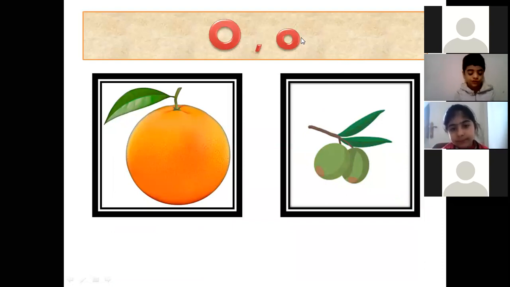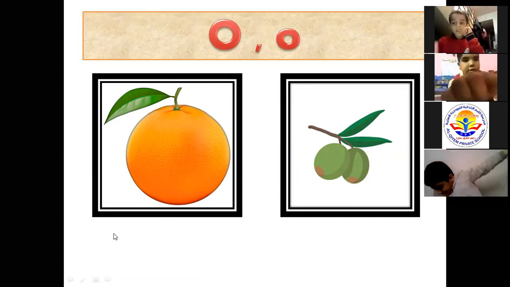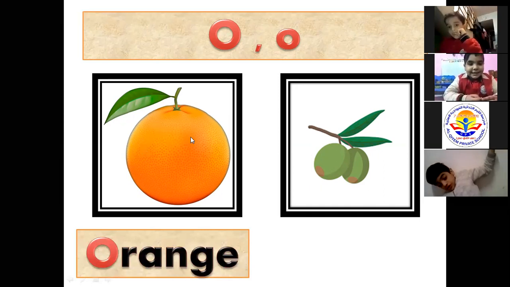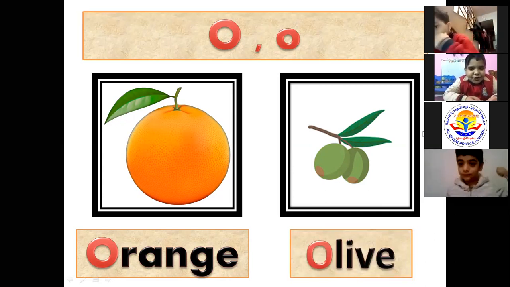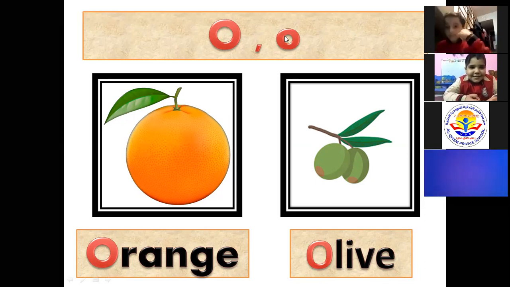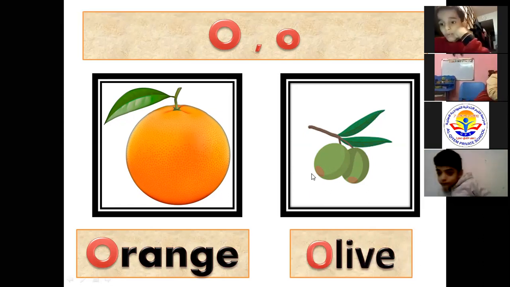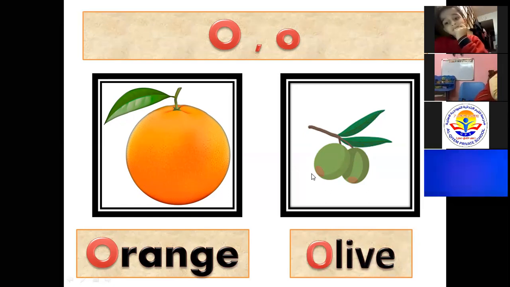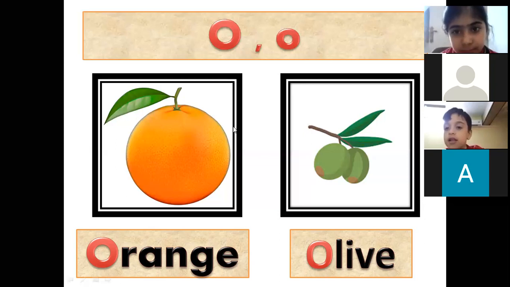Also, we talk about letter O. Uppercase O and lowercase O. O for? Orange. And O for? Olive. Very good. Ali Ahmed, say it again. O for orange and O for olive. Olive, very good, Alawi. O for orange, O for olive. Yes, Muhammad, say it again. O for orange and O for olive.